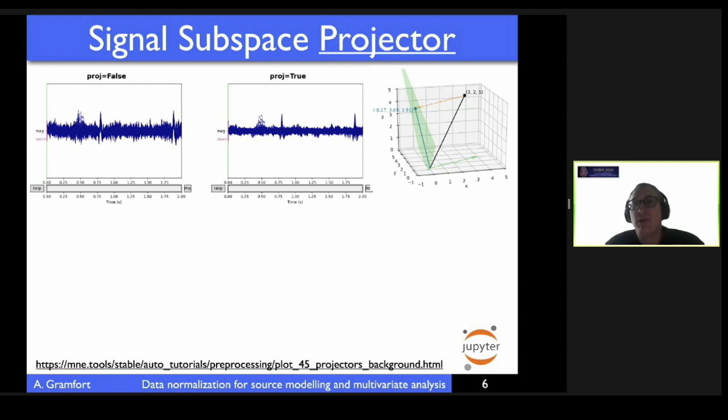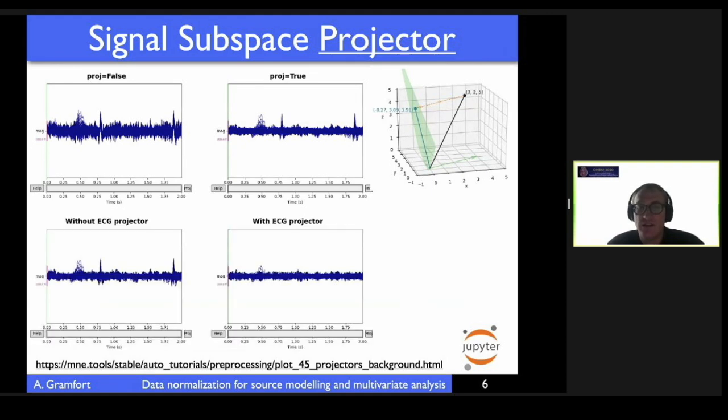And now if you apply some kind of linear projection, so a linear combination of sensors, I will reduce these artifacts, which here are due to the environment. And you see in the upper right corner of my slide this idea that when you do this, you're projecting your observation on this plane, this green plane that contains a better signal.